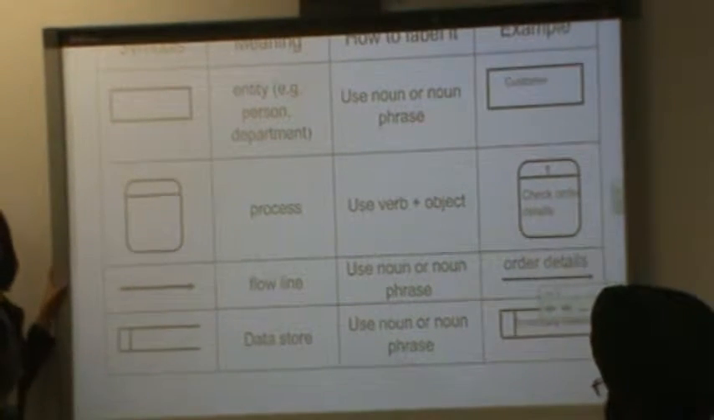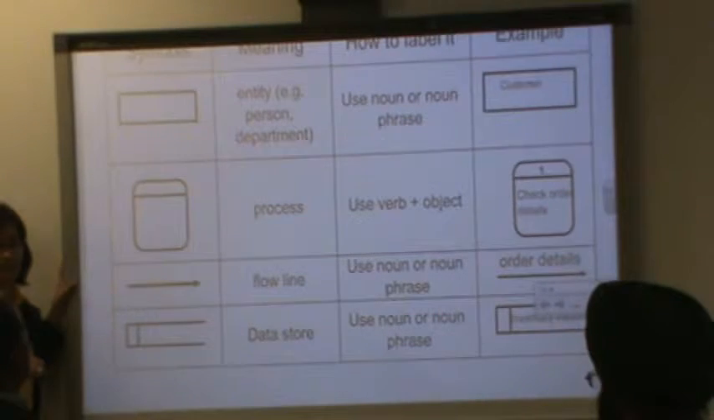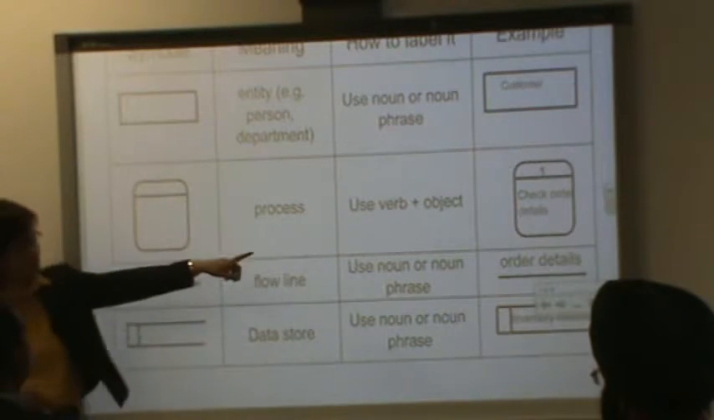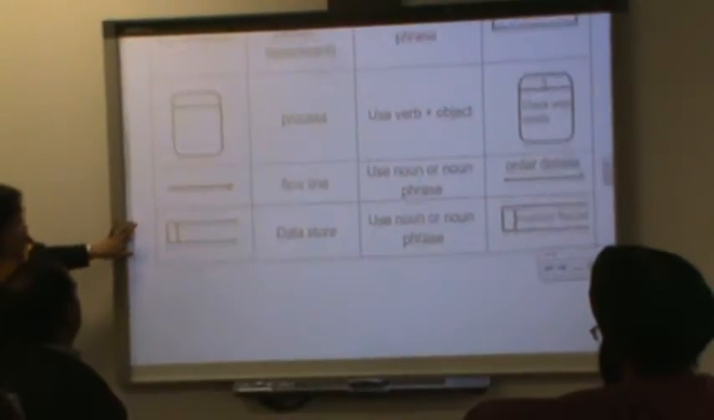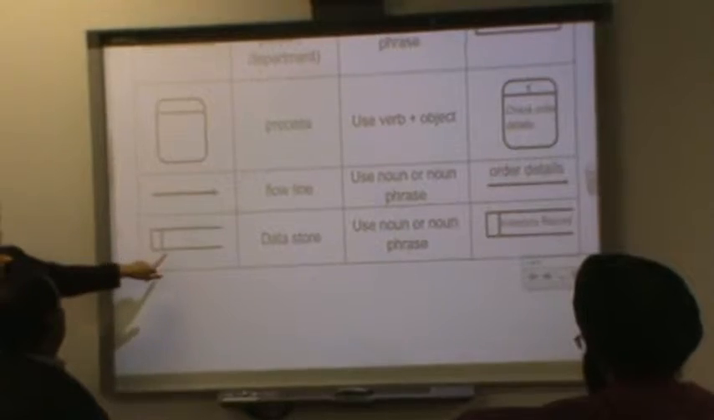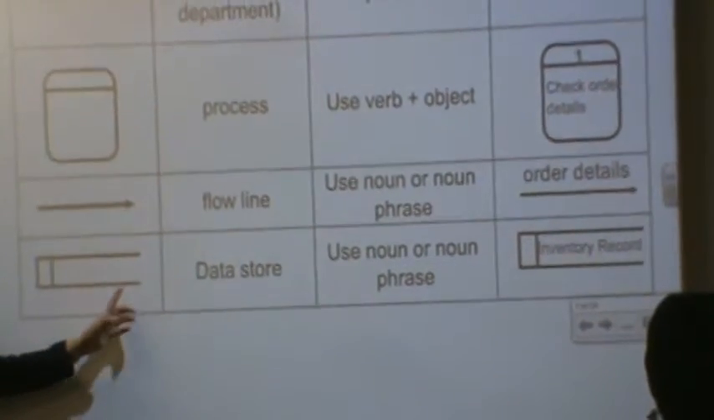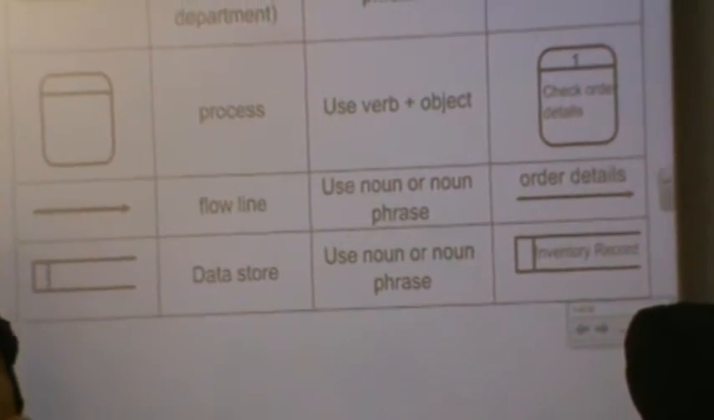And the next one is a flow line. It indicates the direction of the data. And you also use a noun to label it. So for example, order details. Okay? And the last one would be this symbol. It is an open rectangle here. It means it is a data store, and you use a noun for that.